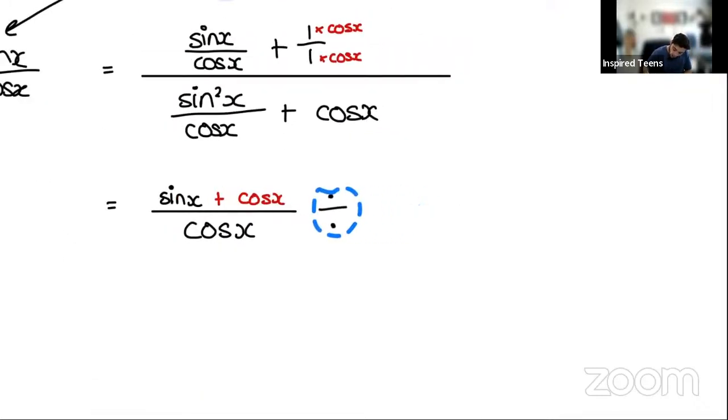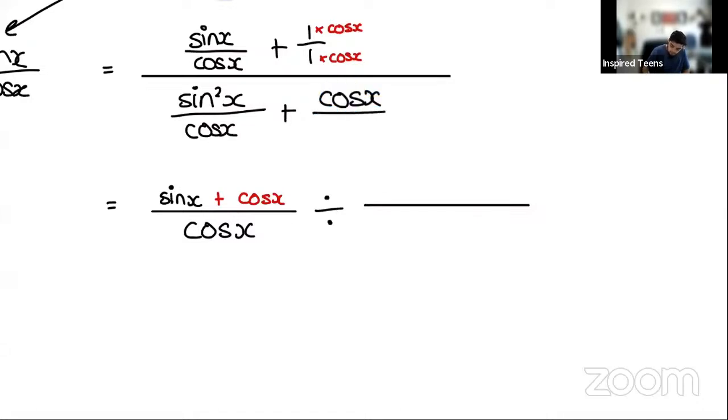Then divide. Okay, how do we divide? You're just going to write whatever's here. So I'm going to do LCD as well. What's the lowest common denominator between sine squared x over cos x and cos x? Correct, right? It's cos x as well, because here it's cos x. It's the same thing as having cos x over 1. So the lowest common denominator between cos x and 1 is cos x.